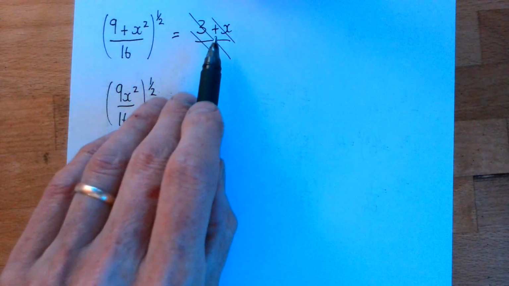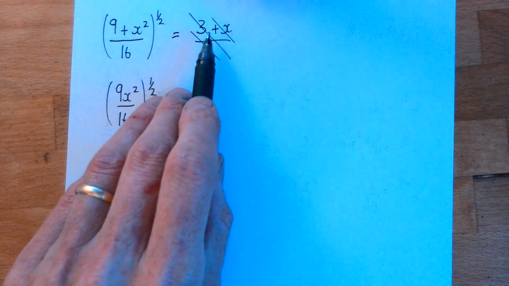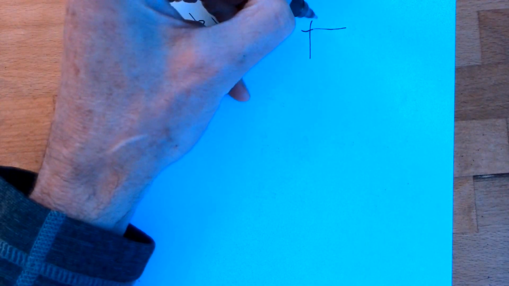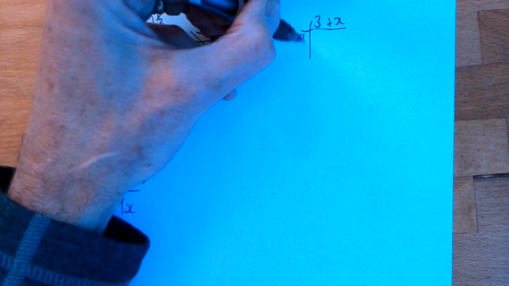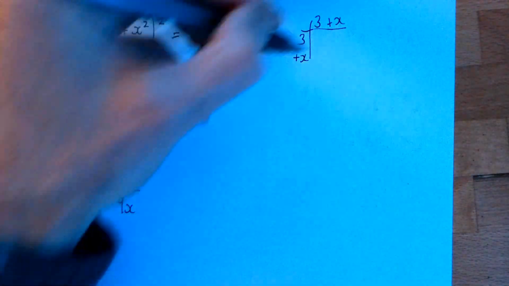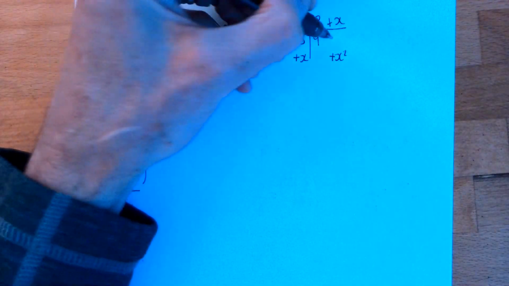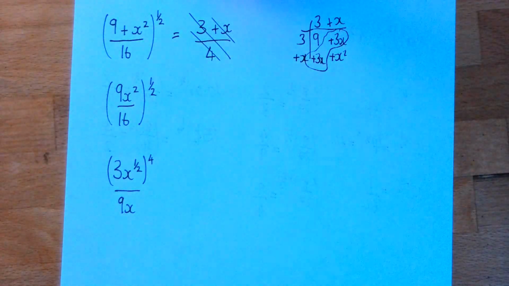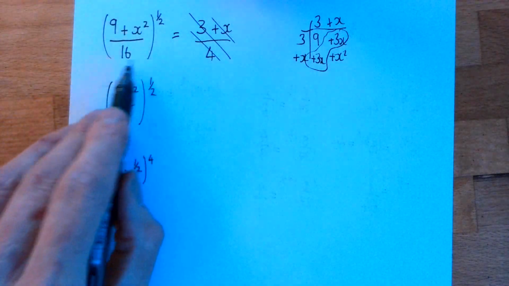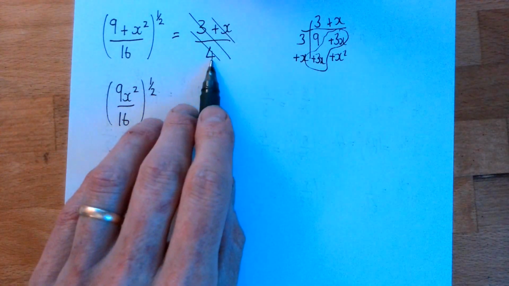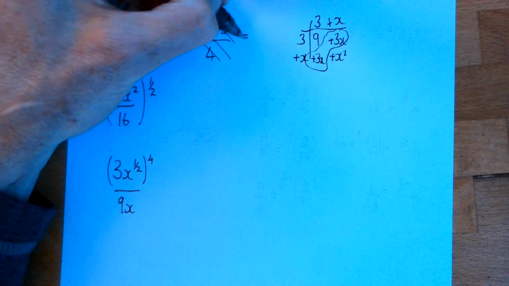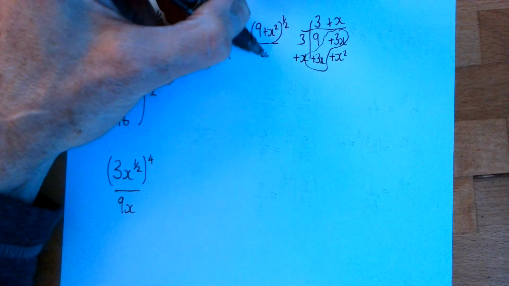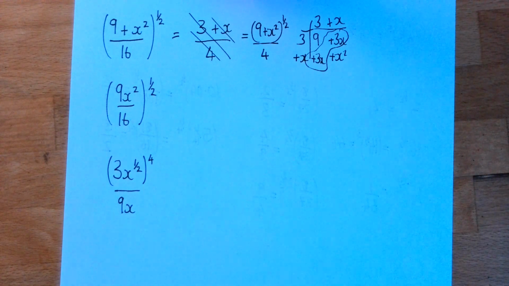And it's not correct because if I went the other way, if I squared this, I wouldn't get this. 4 squared would be 16, but 3 plus x squared, if I grid that out, I don't get this, do I? I get the 9 and I get the x squared, but I also get 6x. So I can't square root that. I'm okay with the denominator, but actually I would have to just write it as 9 plus x squared to the half over 4.